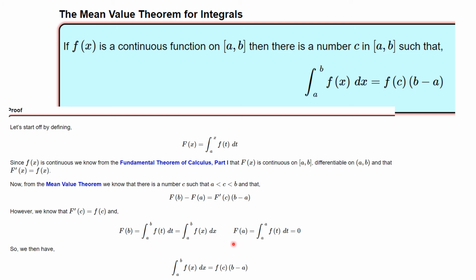And we also know that F of a is equal to 0 because the integral from a to a of f of t dt is equal to 0. There's no area under a single point. And so whenever we solve this, what we end up with is F of b, which was this integral, minus F of a, which was 0, is equal to capital F prime at c, which is really lowercase f of c, times b minus a. And we have proven this assertion.